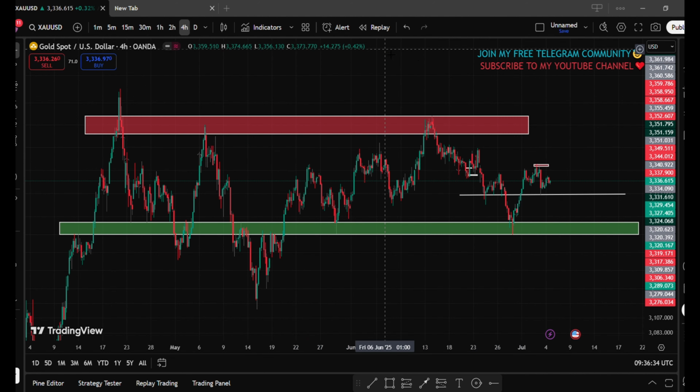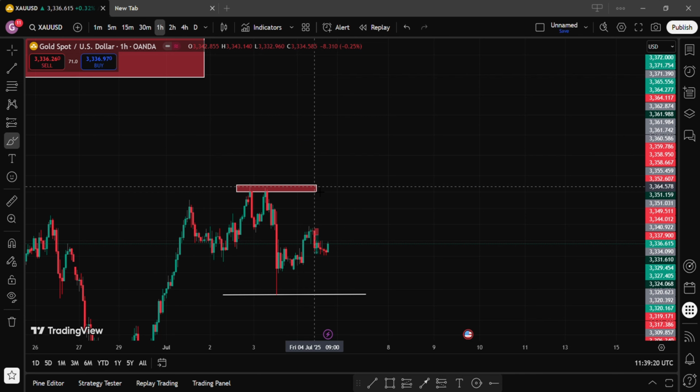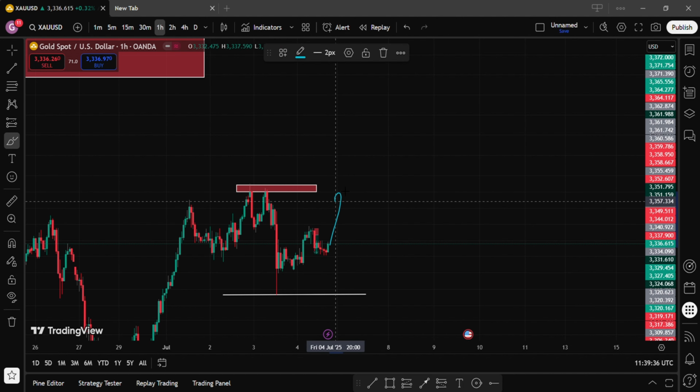Now let's move on to a smaller time frame. If we analyze gold on 1-hour time frame, then as you can see I have marked this level. Now if price returns to this zone, then we can watch for a weak rejection or a bearish engulfing to go for a short again from here.